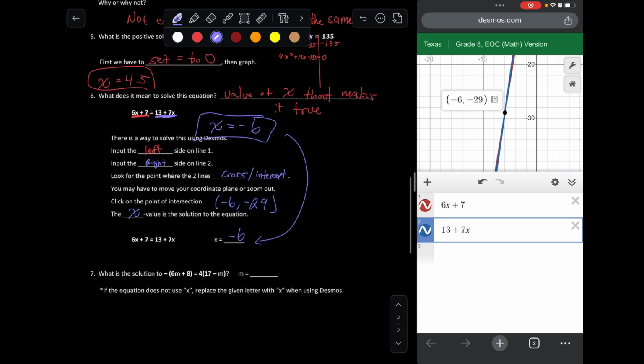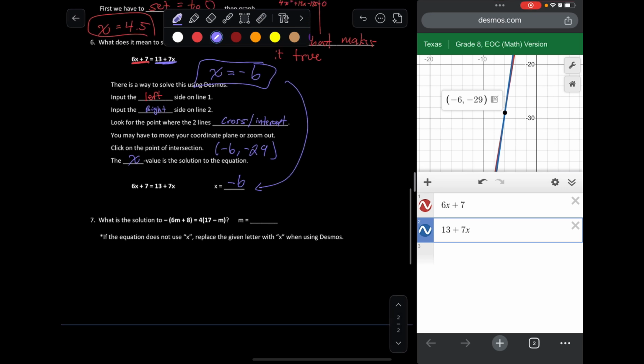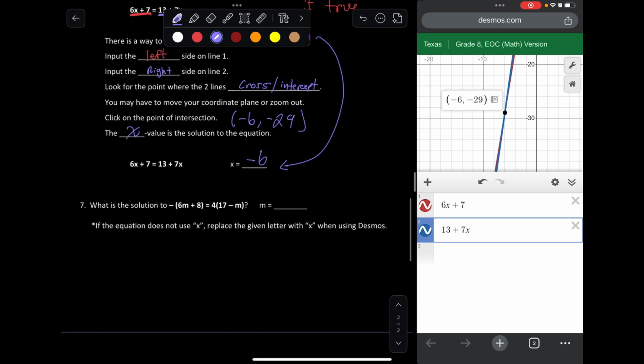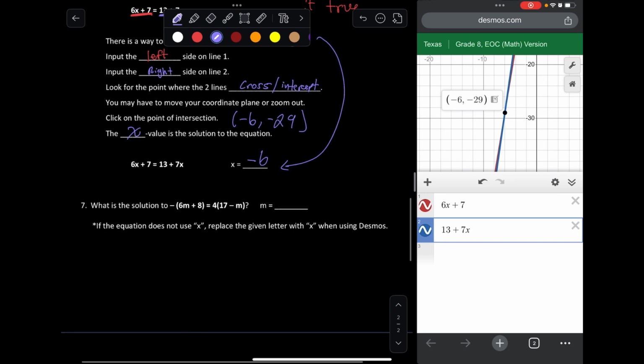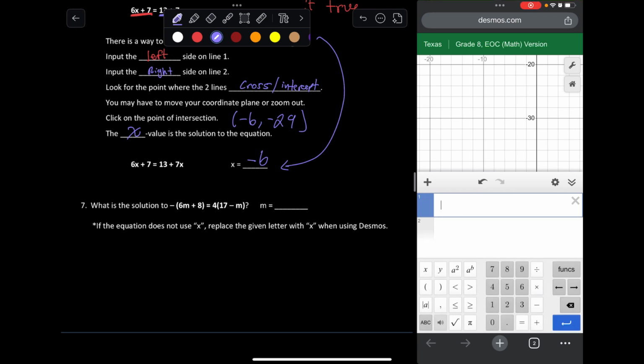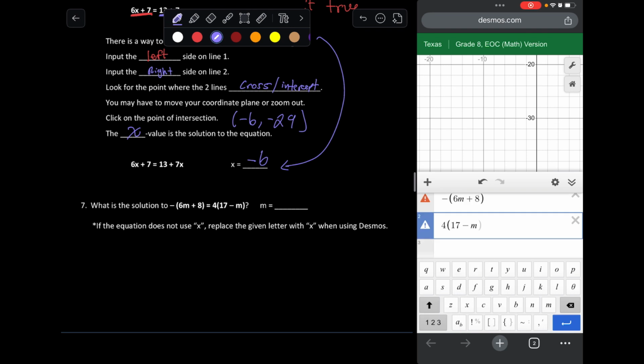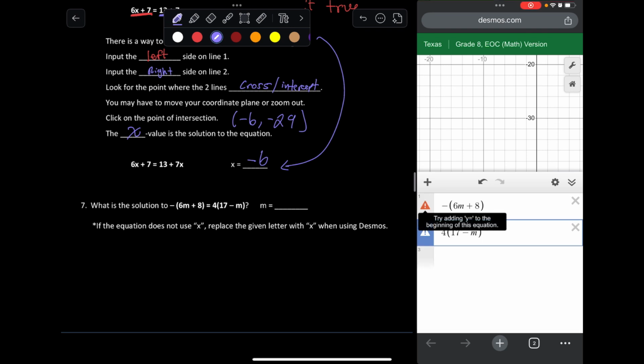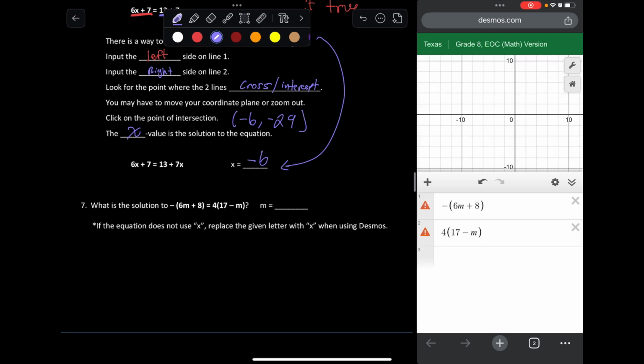The last problem I'm going to do with you is this problem right here. What is the solution to negative parentheses 6m plus 8 parentheses is equal to 4 times 17 minus m? If you try to plug this in the exact same way we just did it, so plug in the left side on the first line. And as you can see, they still give me the triangle that it's not going to work. It's not going to show me.